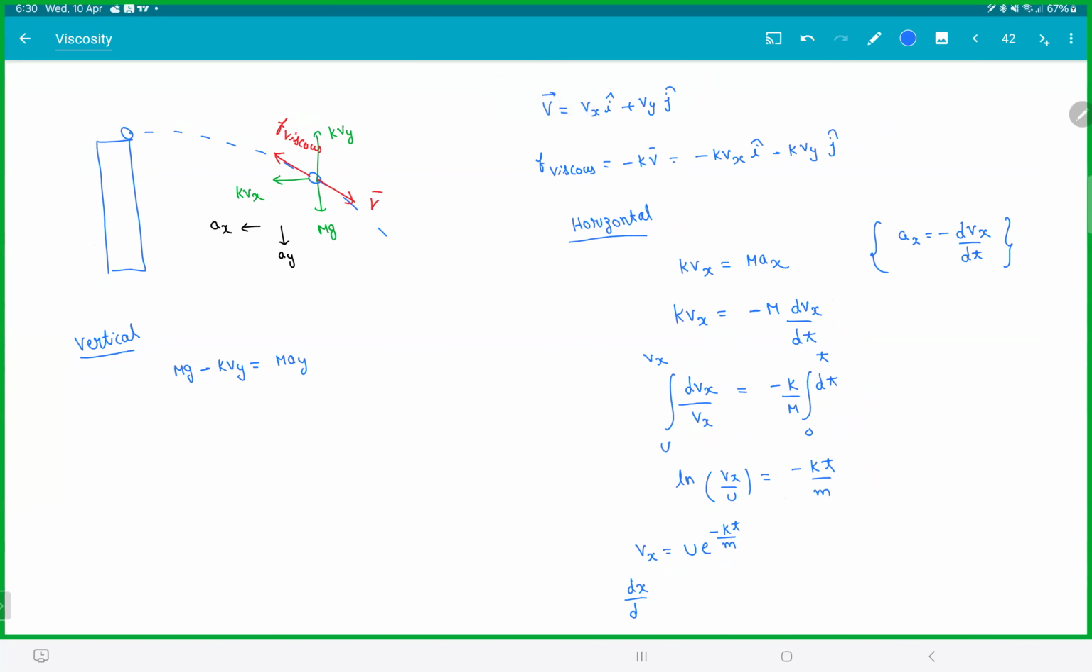Dx by dt is u into e power minus kt by m. Integrate again. I'll do that on the next page. What about this guy?